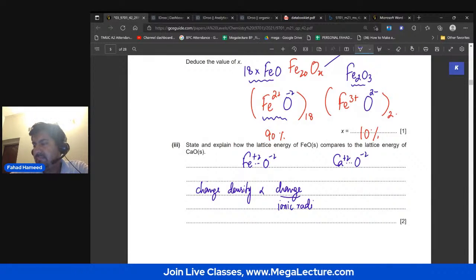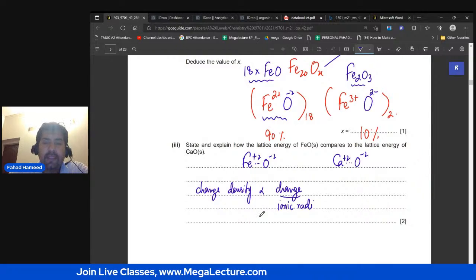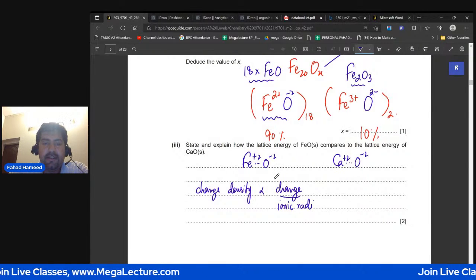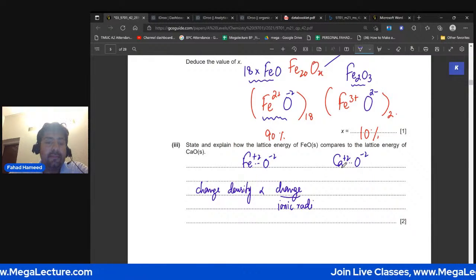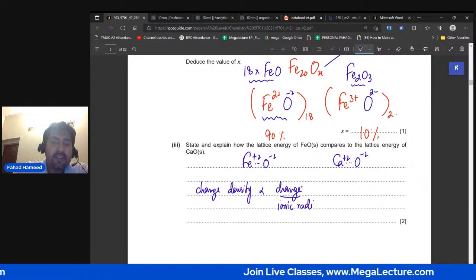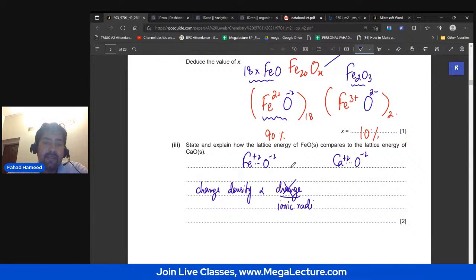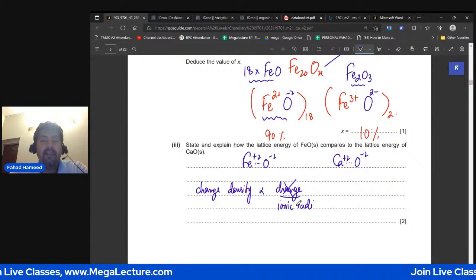So it's going to be inversely proportional to it. What is happening here is that I've got Fe plus 2, O minus 2, and calcium. So the charge is kind of the same. The charge is not really a factor because both ions have exactly the same charge. The bigger factor is the ionic radii.